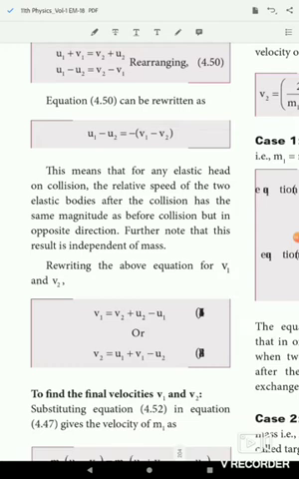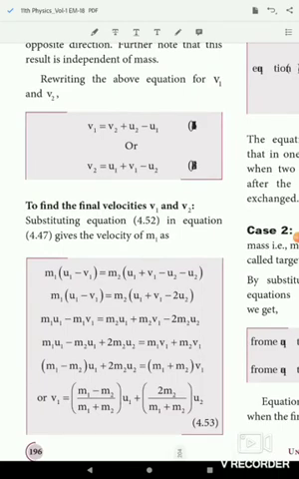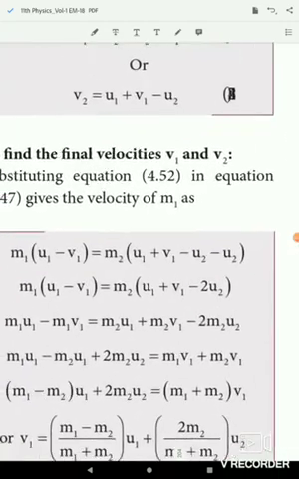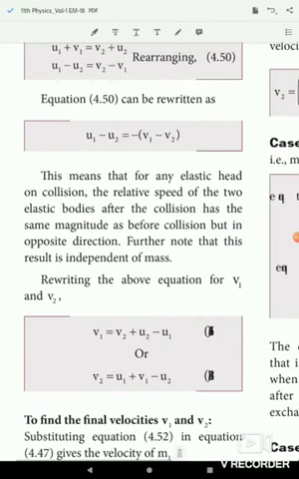Then for v1 and v2, you get v1 equal to v2 plus u2 minus u1, and v2 equal to u1 plus v1 minus u2. Find the final velocities v1 and v2. So m1 into (u1 minus v1) equal to m2 into ..., substitute the value of v1 in this equation. Which equation?